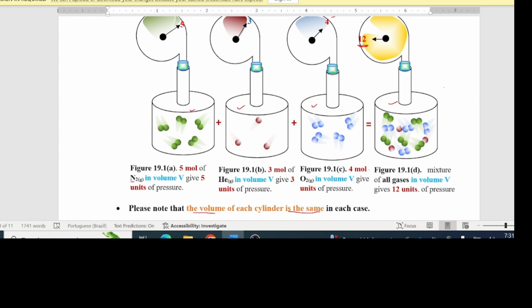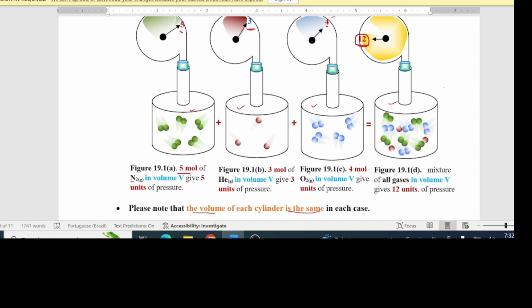First of all, note that each of these four cylinders here has the same volume. In this one, he placed 5 moles of nitrogen gas, and he measured the pressure unit to be 5. In this one, 3 moles of helium atoms. That's a gas too, and the recorded pressure was 3 pressure units. And in this one, he placed 4 moles of oxygen that gave a pressure of 4 units. Finally, he dumped all of these into one cylinder and got a pressure of 12 units.